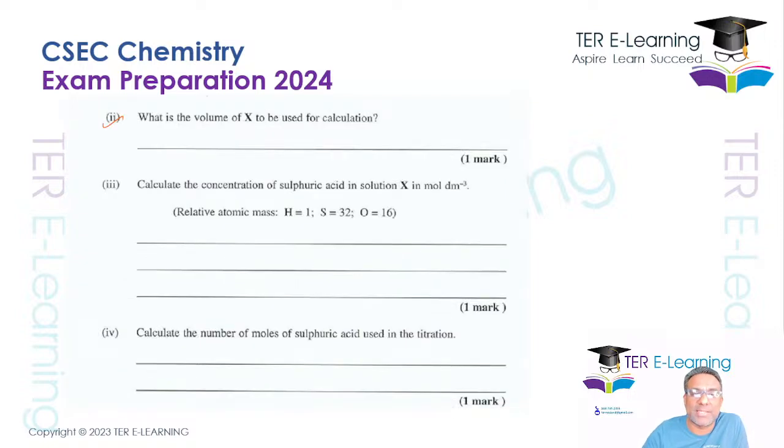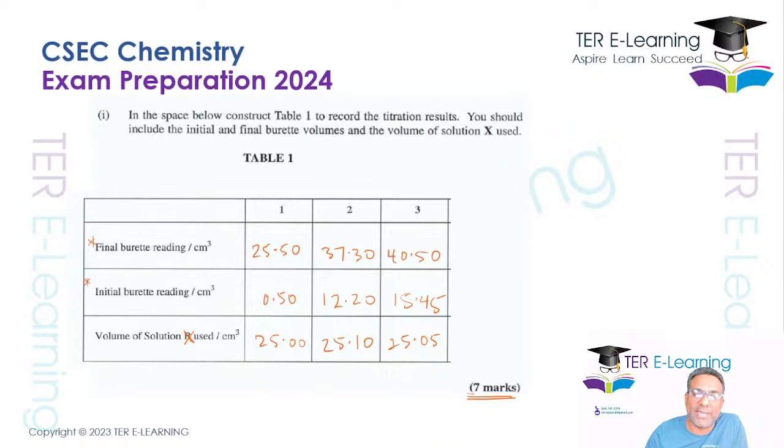Part 2 of the question says, what is the volume of X to be used in the calculation? Whenever you do a titration, we're looking at these values here. Now, I know in some schools, some teachers tell you just add up all and divide by 3, but that's not what you do. You need to look at your values, and you're only choosing values that differ by 0.1 cm3.